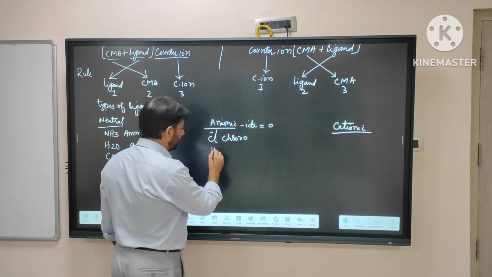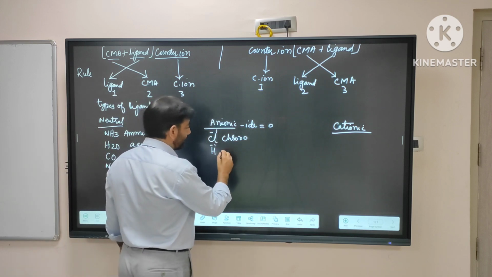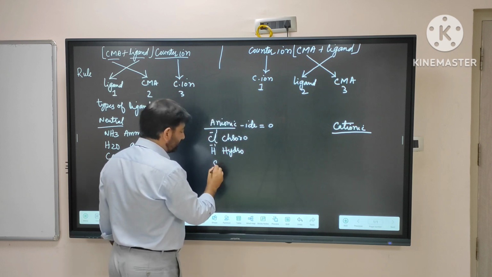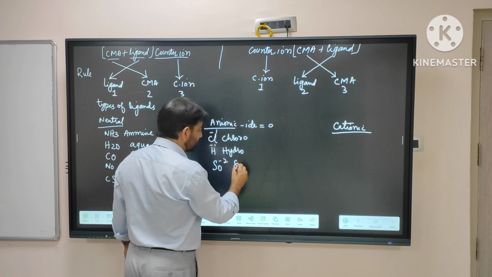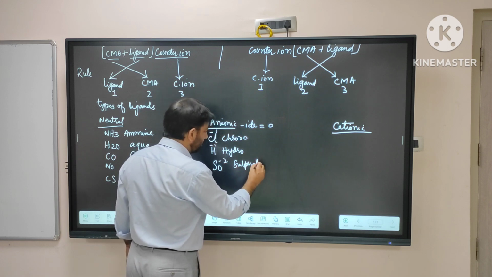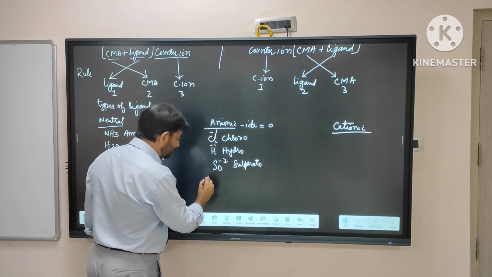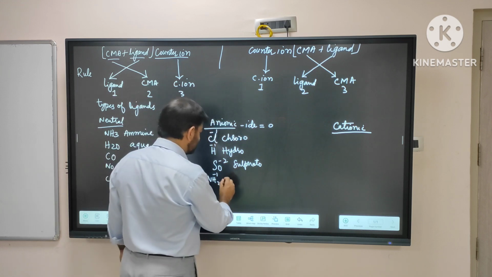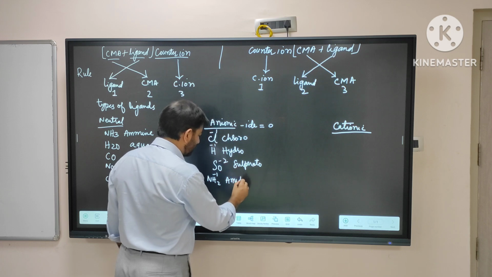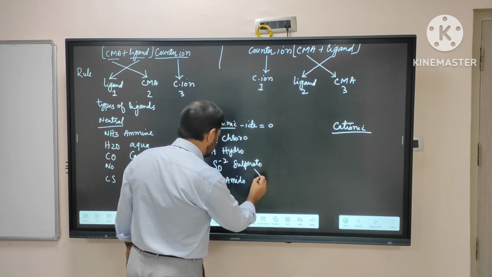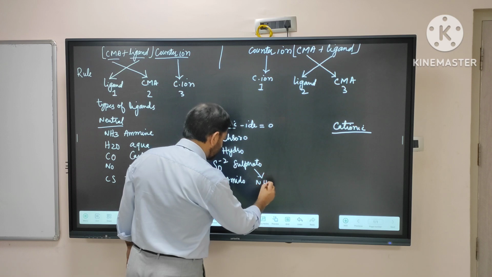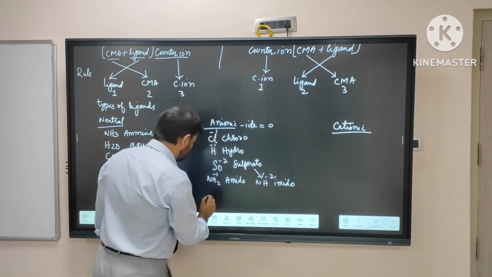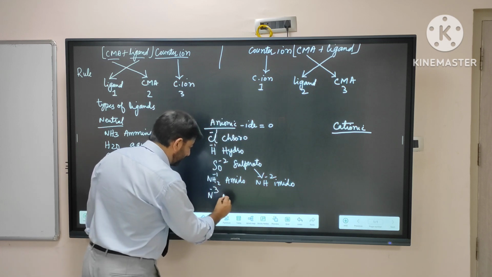Now here we have the H minus ion. It is called hydro. Another ion is SO4 minus 2. It is sulfato. I will give some more examples. NH2 minus 1, so it is amido. Another one I will write here, NH minus 2, it is imido. Here N3 minus, azido.